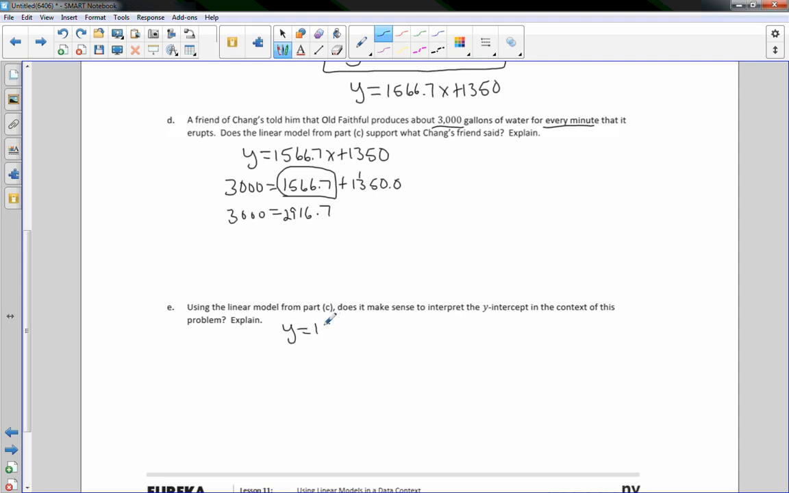Okay, E, using the linear model from part C, so I'm going to rewrite that again, y equals 1566.7x plus 1,350. Does it make sense to interpret the y-intercept in the context of this problem? And the answer is a big no. And the reason is, does it make sense that when the geyser is not going off, in other words, when we are at 0 minutes, that we get 1,350 gallons that erupt from it? No. Because at 0 minutes, it's not erupting. If it doesn't erupt, no water comes out. So 1,350 does not make sense in the context of this problem.